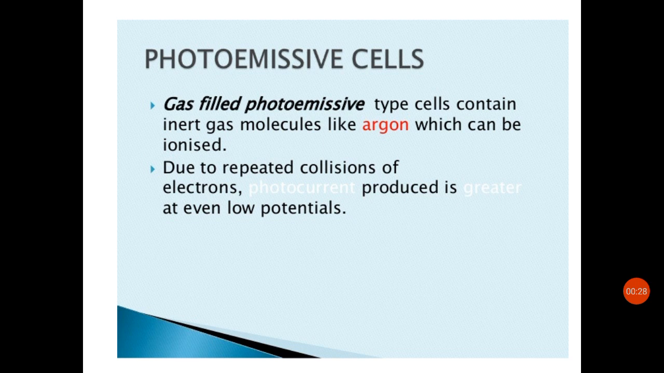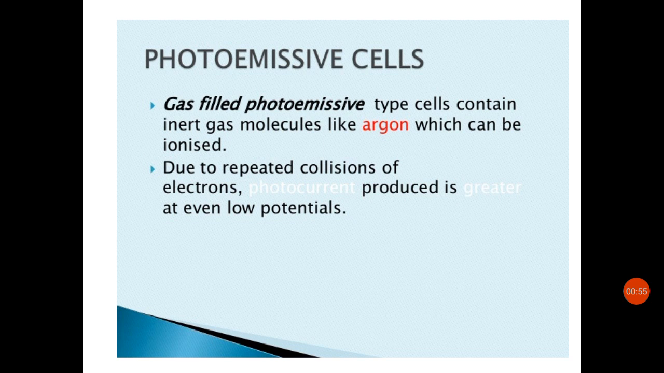So in order to increase the sensitivity we search for more options, and we have the gas filled photoemissive cell as well as the photomultiplier tube. In this lecture I'll be discussing the gas filled photoemissive cell, which increases the sensitivity of the vacuum type photoemissive cell. So, how does it increase the sensitivity?